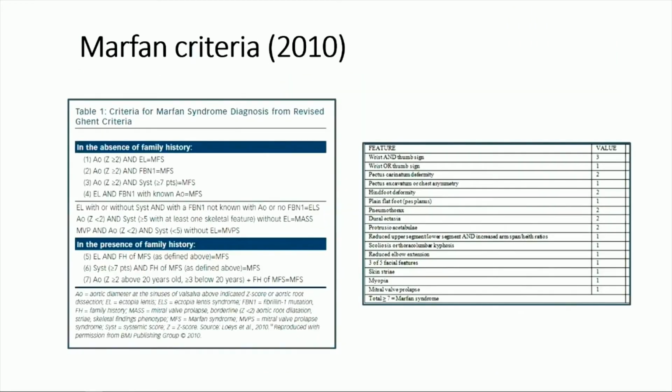So in 2010, a group of renowned specialists got together and redid the criteria for Marfan syndrome. And this takes into account family history, genetic testing information, your eye features, your skeletal features, and your cardiovascular features.